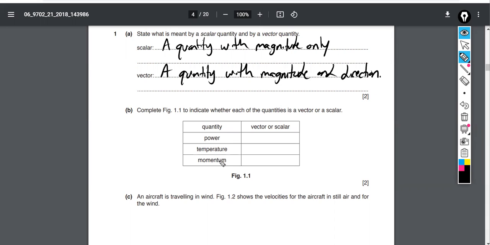Now we've got some quantities here, and we have to identify whether it was vector or scalar. Power, haven't really studied work, energy, power. That's chapter 5, but we have seen it before. Work, energy, and power are all scalars. So S for scalar, I'll make it clear. Temperature is also a scalar quantity. Just tells us how much, right? Magnitude only. But momentum is a vector.